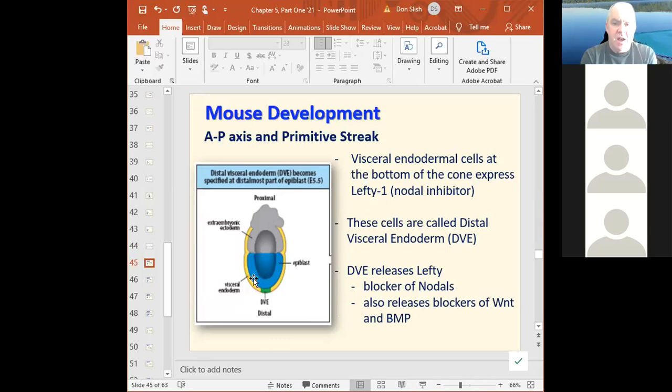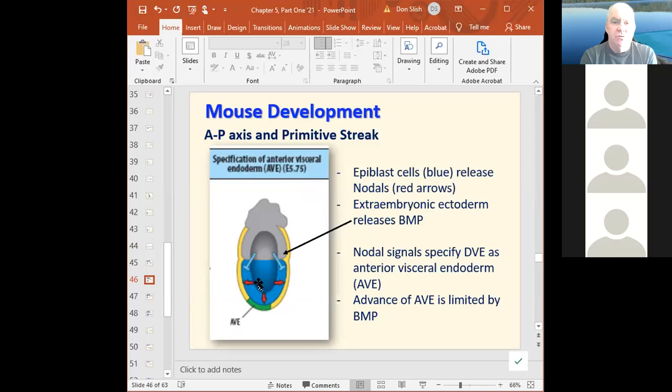Now this ectoderm all around here is starting to release nodals. So here, these red lines are nodals. This is being released everywhere, and it's affecting the visceral endoderm. And the nodals then are going to convert this DVE into the AVE, anterior visceral endoderm. So it started out distal just because it's the furthest part away. Now it's going to start moving, and wherever it moves, that will be the anterior side because it's going to be specifying anterior.